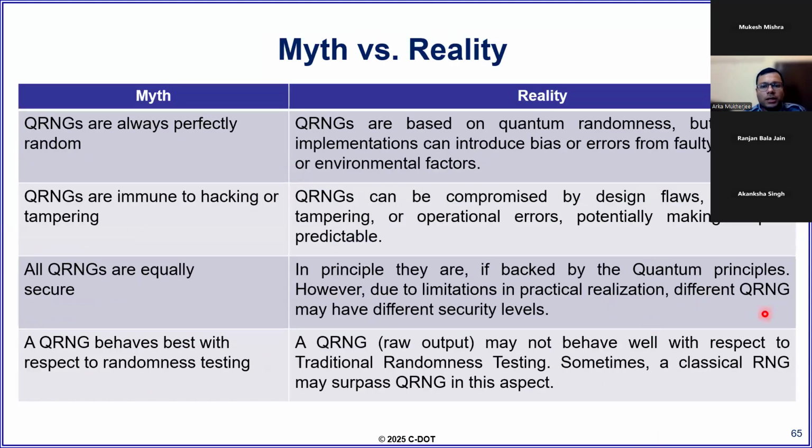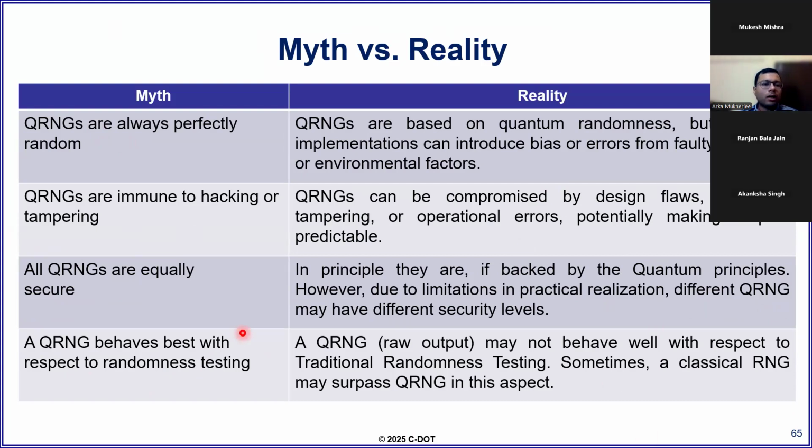Now there is some myth versus reality. It is sometimes said that these QRNGs are always perfectly random. But the thing is that in nature, the quantum randomness is perfect, but we are using an ADC, DAC kind of thing to actually sample that random phenomenon and get the outcome.